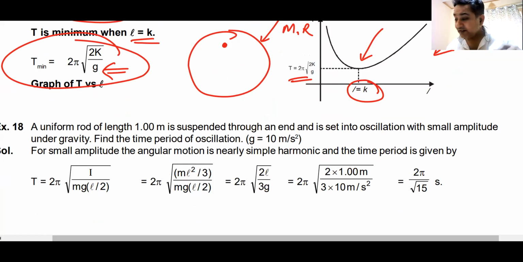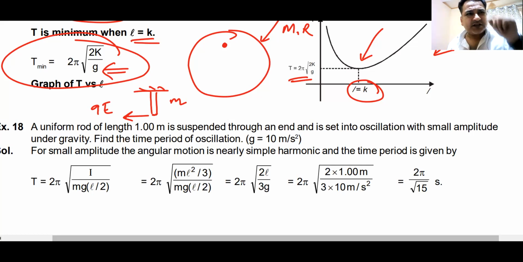So you could have a question like this. For example, I have this rod of length L, of mass M, hanging like this. And then I put an electric field, force QE, here. And then I ask you, if I move it slightly, what is the time period of oscillation of this SHM? Tell me. Mass is M, length is L.